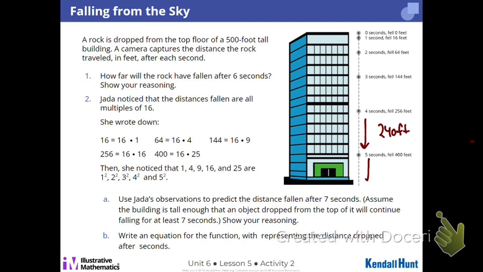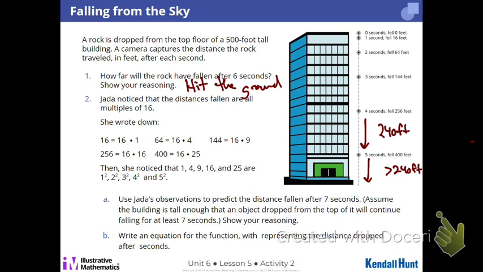So that means this gap, would it be more or less than 240 feet? More than 240 feet. And there's only 100 feet left. So it would hit the ground, something like that. Yeah, or 500 feet, right? It will not be falling for 6 seconds. So you guys seeing that? Yeah. Now, we're going to talk about what Jada noticed.